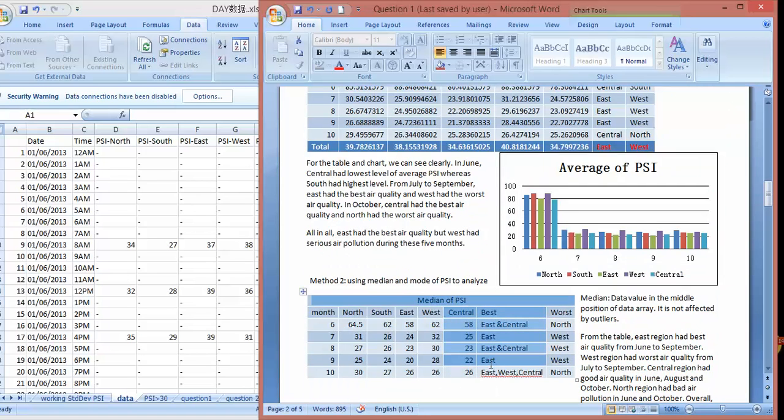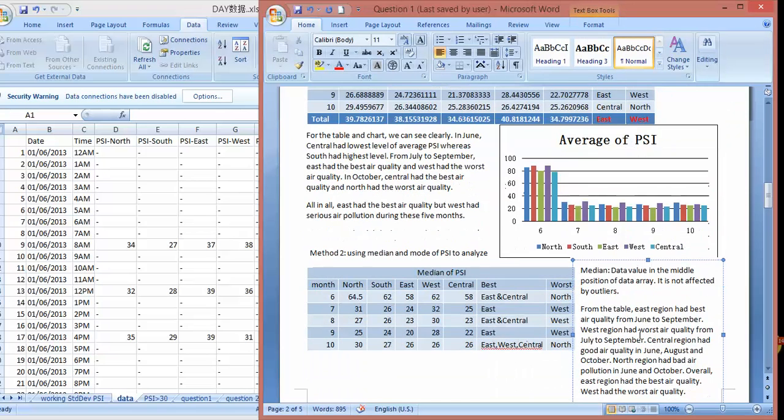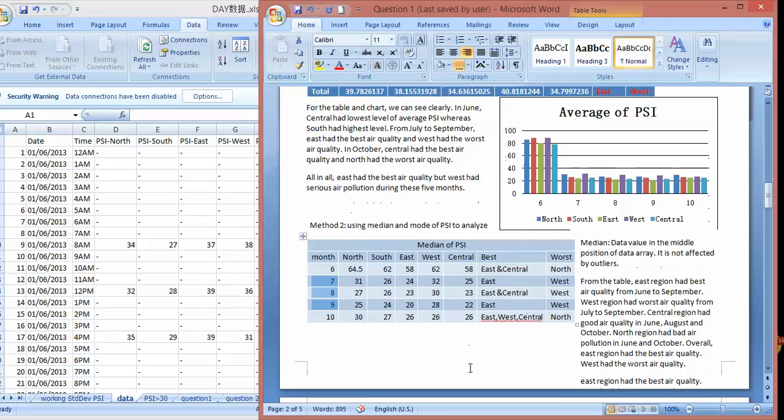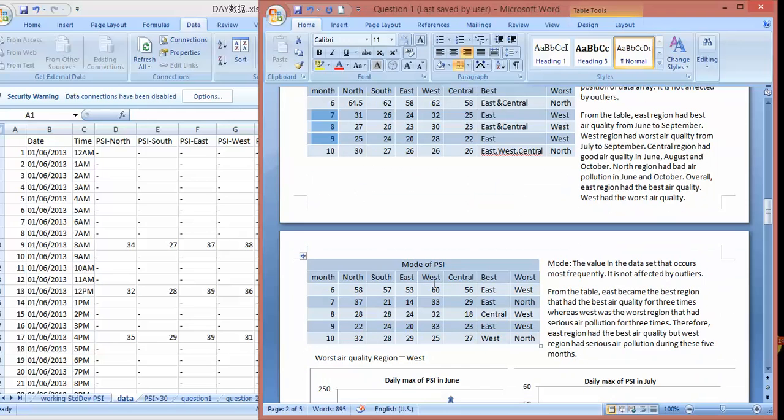From the median of PXI, we know that the East region had the best air quality from June to October. The West region had the worst air quality from July to September. From the mode of PXI, we can know that the East region had the best air quality in June, July, and September. The West region had the worst air quality in June, August, and September.